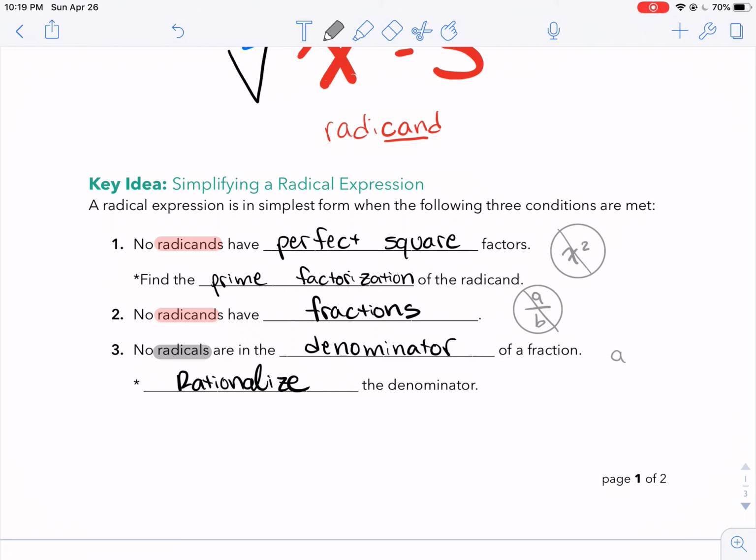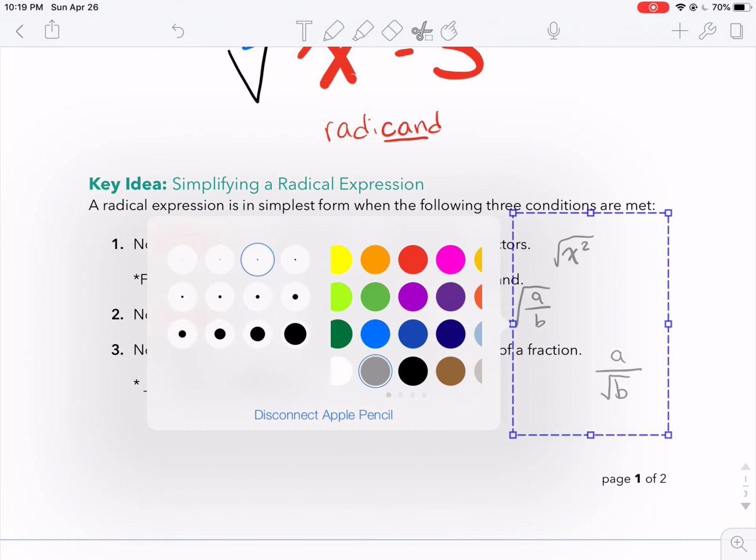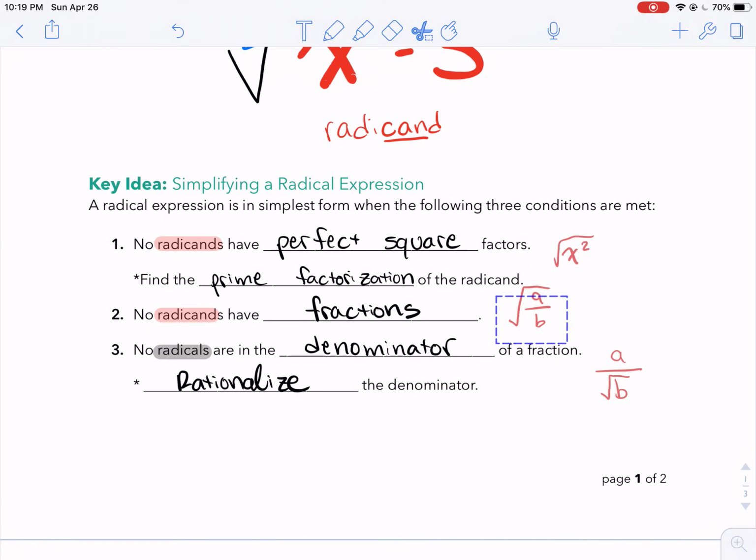That means we don't want any fractions underneath a radical, so we need to write it like that. And then finally, no radicals in the denominator of a fraction, so we can't have something that looks like that. These are all bad, so let's not put them under these. In fact, we'll make them all red, because red means bad. Don't have these things.